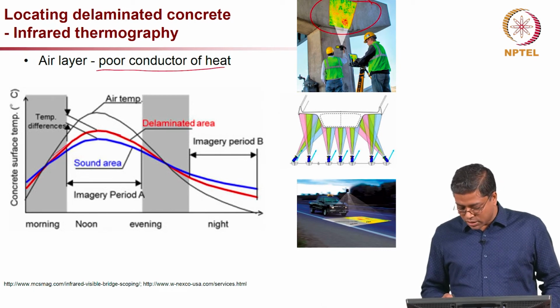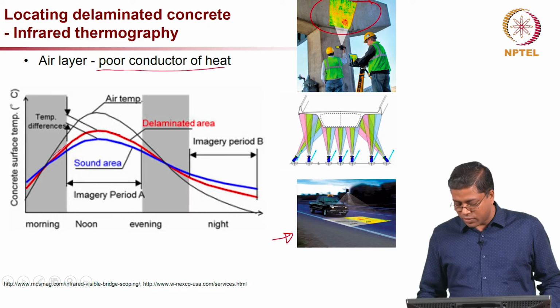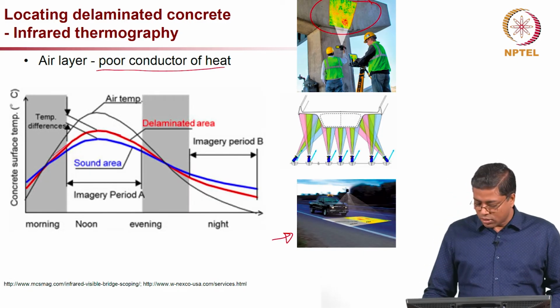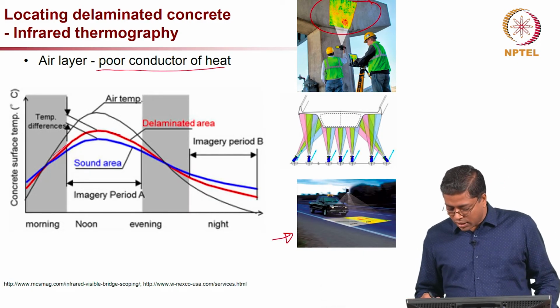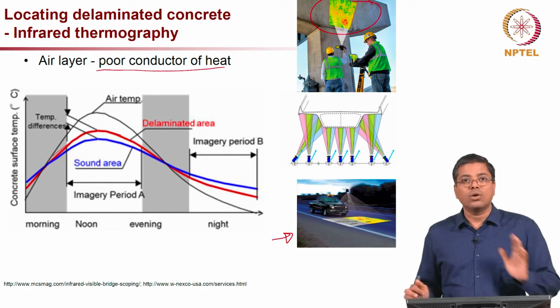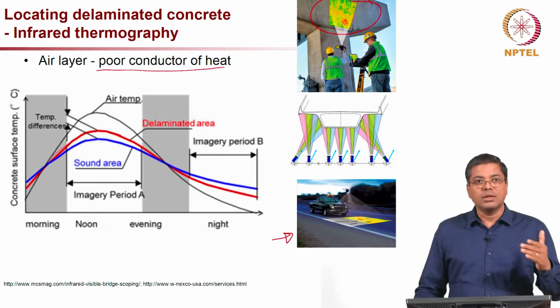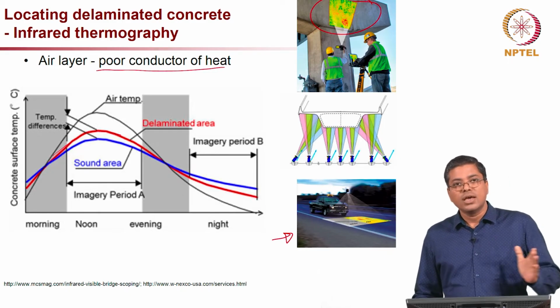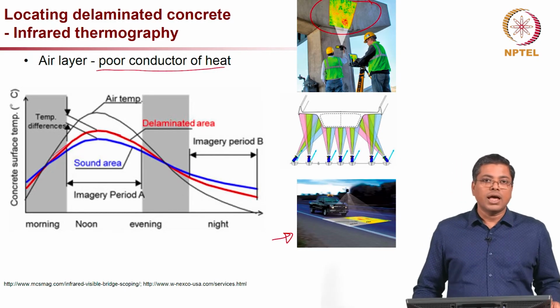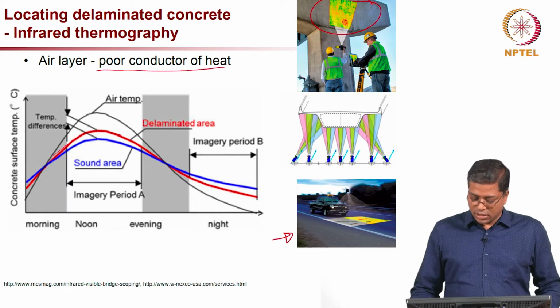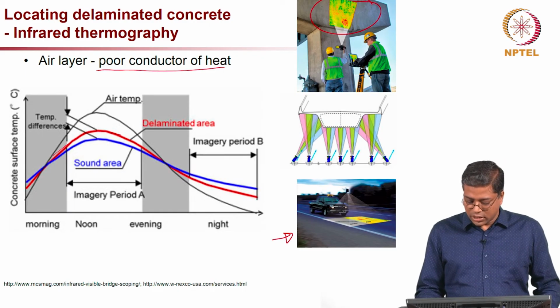At the bottom you can see an infrared camera fitted on a car or a pickup truck. Then the entire road surface can be mapped, and you can do this in the morning, in the noon, evening, night, and then collect the data, have an analysis and see which region is actually delaminated.